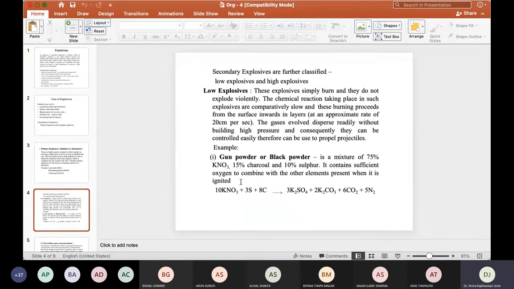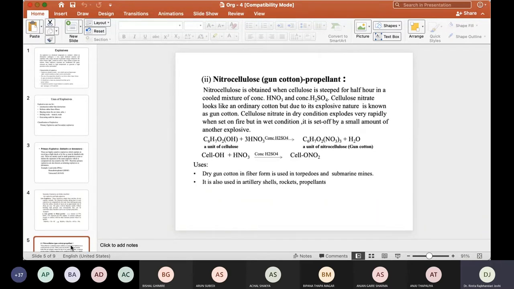It contains sufficient oxygen to combine with the other elements present when it is ignited to form carbon dioxide. Gunpowder is a good example of low explosive. It is a mixture of potassium nitrate, sulfur, and carbon charcoal in different ratios. The main constituents are potassium nitrate, charcoal, and sulfur. And then the next example is nitrocellulose, which is also known as gun cotton. It is known as the propellant, used to propel projectiles.